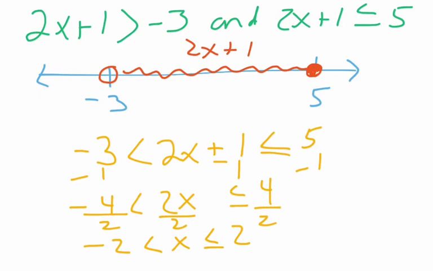If you were asked to graph this, all I would want you to put on your number line is the negative 2 and the 2. And the negative 2 side is going to be an open circle.